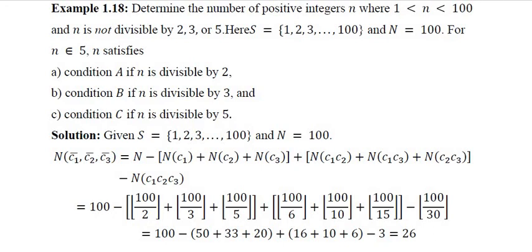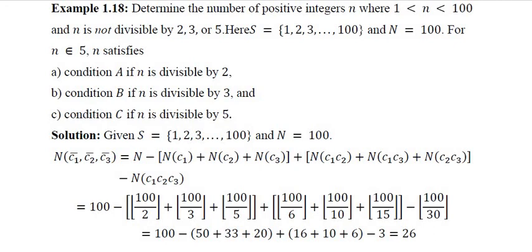So this is equal to 100 minus of 50 plus 33 plus 20 plus 16 plus 10 plus 6 minus 3, which is equal to 26. That is, there are 26 positive integers which are not divisible by 2, 3 or 5 there. I hope you understood this example.